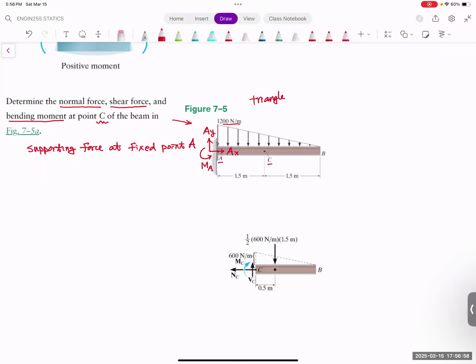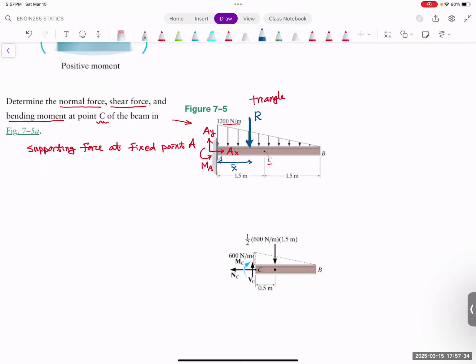How do we find the supporting force? Well, in this distributed load in chapter 5, we told you you have to change the distributed load to a concentrated load and find the location of the load at a certain point, which is the central point. So we want to represent this as one resultant force, and that location is what we call the centroid point.